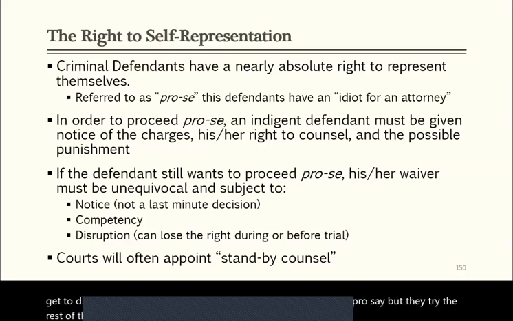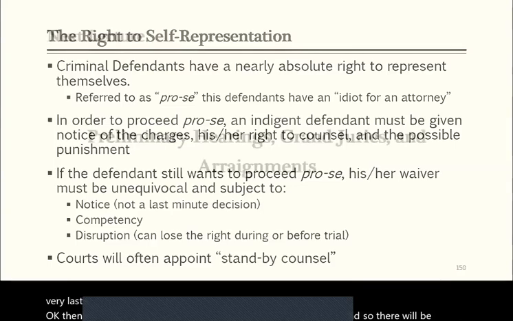So, but you can ask for an attorney at the very last second. I want somebody to do closing arguments for me. Okay. Then your shadow counsel will get up there and do closing arguments. Right? So they'll be in there most of the time.